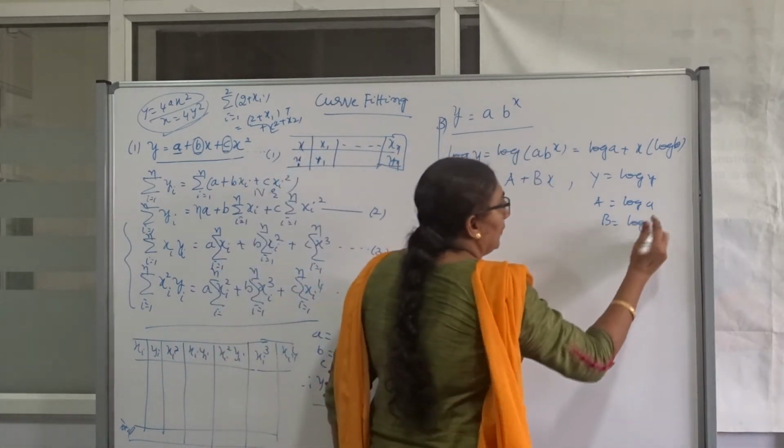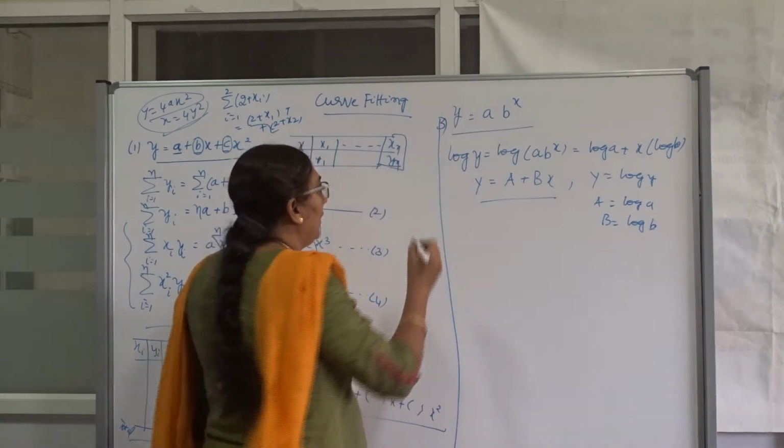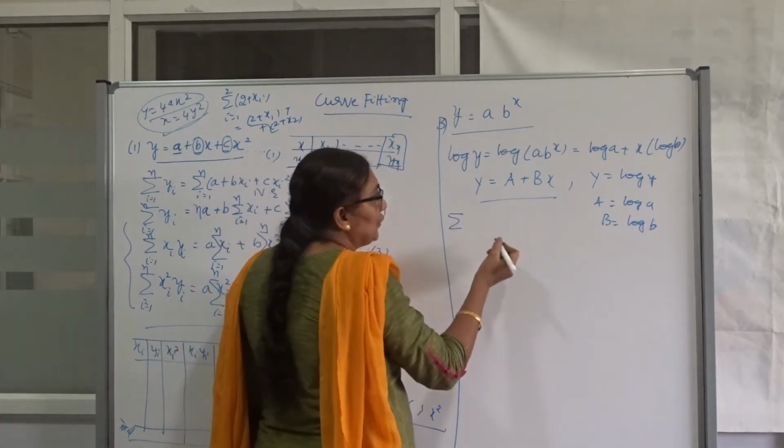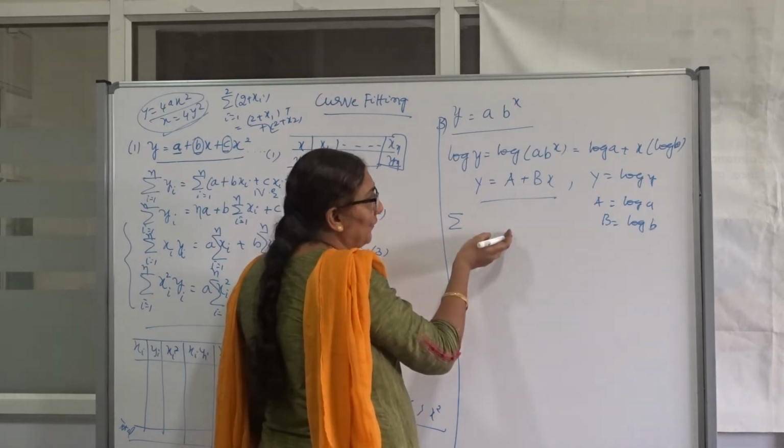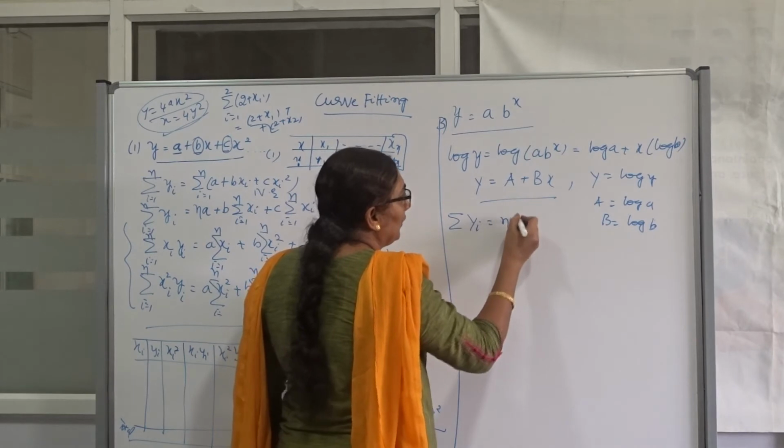Log small y is now converted automatically to which form? Linear form. Therefore, how to proceed? As usual, you know how to proceed in the linear form. Next, you write the normal equation. What's the first normal equation? Everyone knows that.